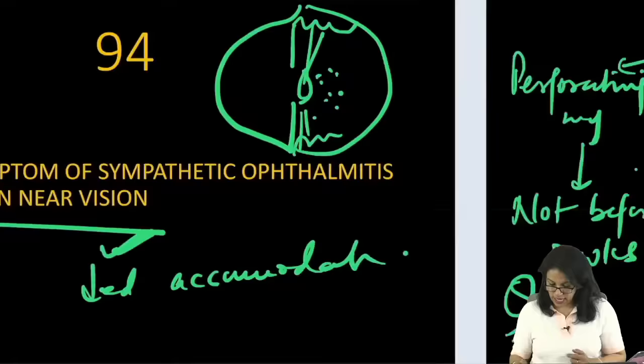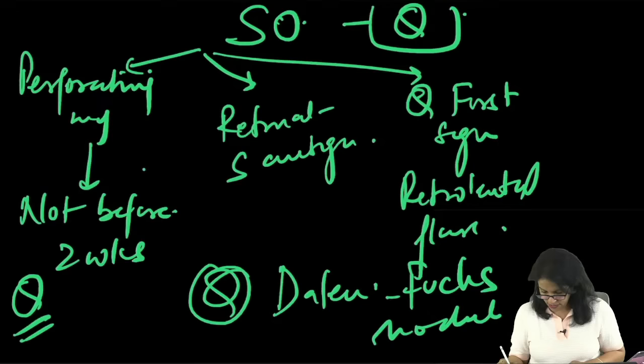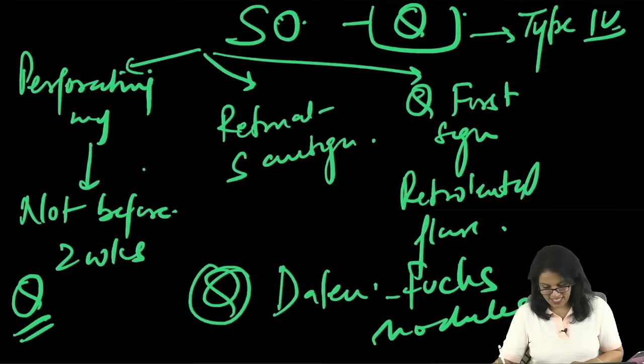And yes, they have asked you one more question here. Dalen-Fuchs nodules, which are seen between the retina and Bruch's membrane. Don't forget about this. That was sympathetic ophthalmitis. And do you remember, I just taught you it is a type 4 hypersensitivity reaction. So these are some points regarding sympathetic ophthalmitis.